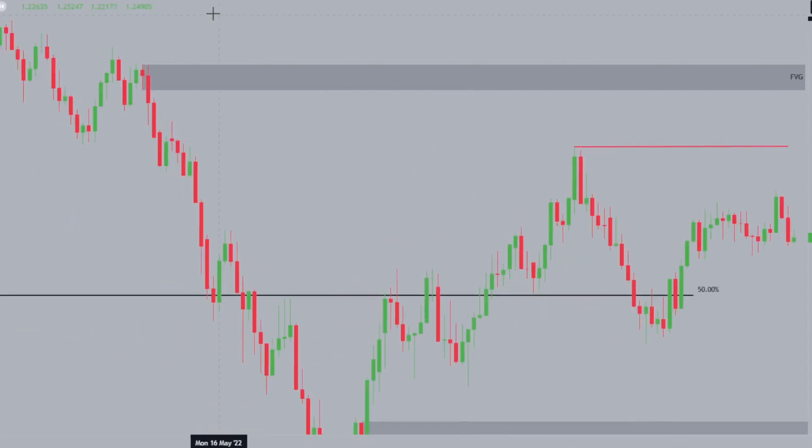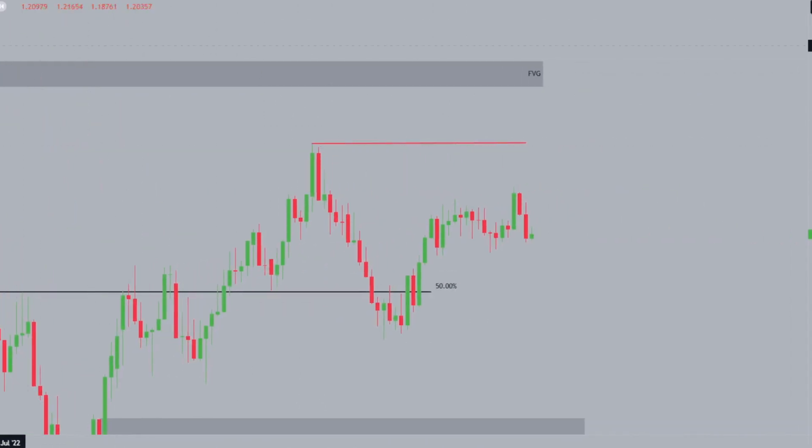So this is a fair value gap that price leaves. And from here, we understand that price could do something like this, or we could see price get closer into the discount before seeking higher prices. This is my overall outlook on GBP USD.